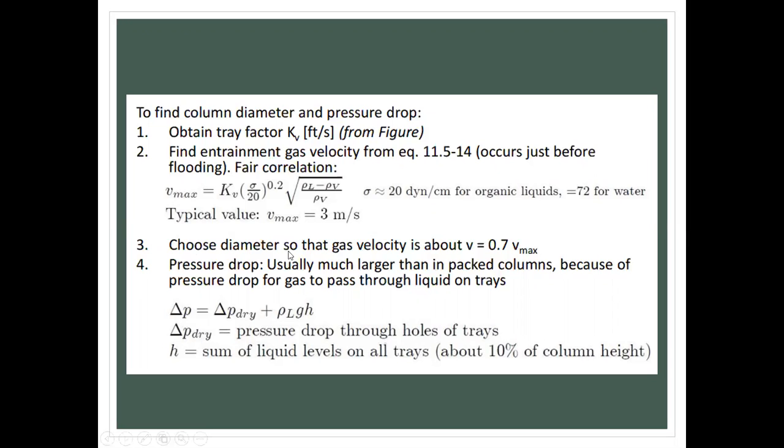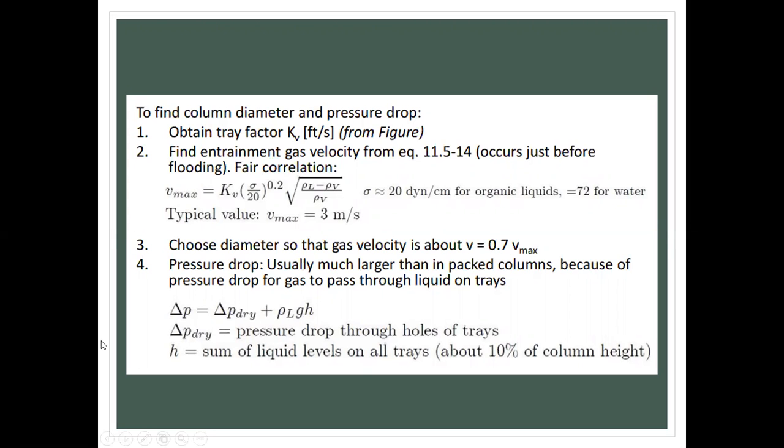And then you choose the diameter so that gas velocity is just about 70% of what you computed here. Meaning, you solve for that diameter using a velocity value of 70% of the computed maximum velocity. The pressure drop is usually much larger than in packed columns because of the pressure drop for gas to pass through the liquid on trays. So it's a given for tray columns that your pressure drop will be greater than that in your packed column.